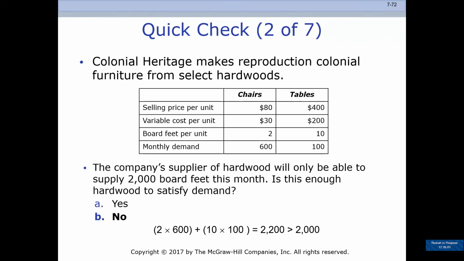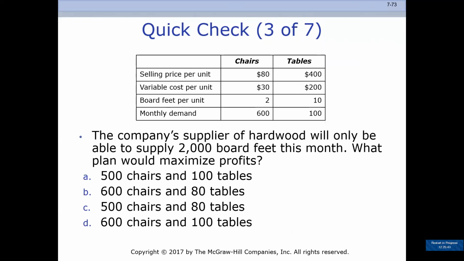So let's see, the company's supplier. Oh, we already did this in our heads. 2 times 600 plus 10 times 100. They need 2,200 board feet. That's greater than 2,000, therefore they don't have enough to produce everything they could sell. The company's supplier of hardwood will only be able to supply 2,000 board feet. We've arrived at that already. So how many chairs and how many tables should they produce is the question.